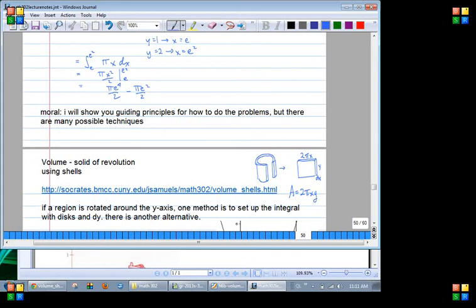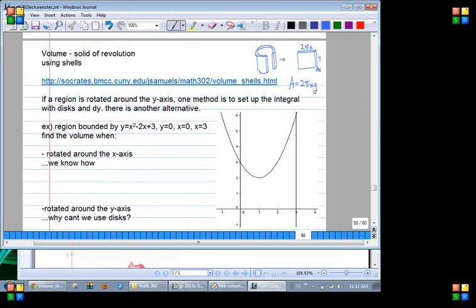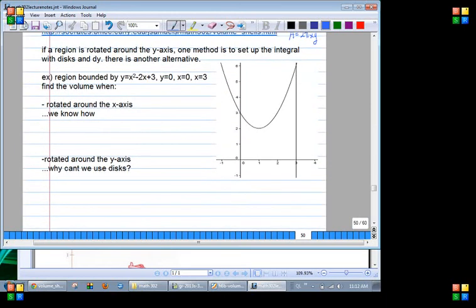So why am I showing you this extra method, which seems different and maybe a little confusing when we're already so good at disks? Oh, you know me so well. There will be questions you can't answer with disks.